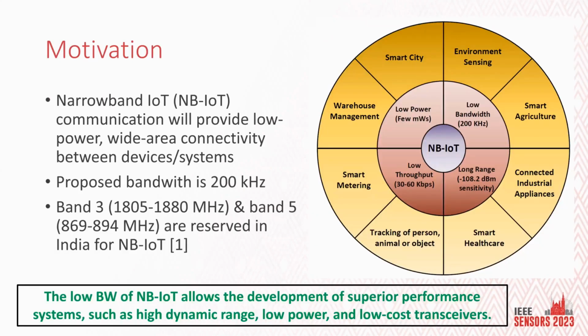Narrowband IoT communication is a standard which provides low power, wide area connectivity between devices and systems. The bandwidth specified by 3GPP for NB-IoT is around 200 kilohertz, and specifically in India, band 3, which is around 1805 to 1880 megahertz, and band 5, which is around 869 to 894 megahertz, are reserved for NB-IoT.